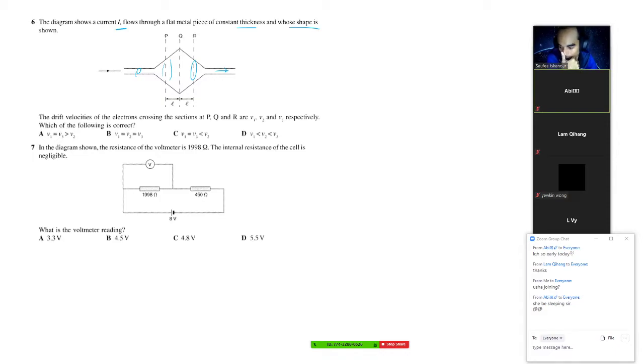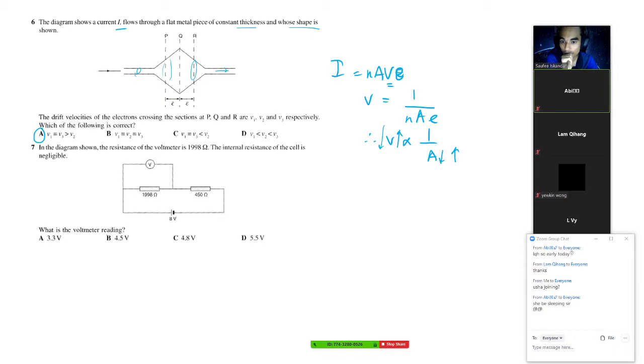We know from the formula, for drift velocity, I equals n A v e, where e is the small e charge. So v equals I over n A e. So v is directly proportional to 1 over area. If you decrease the area you have a bigger velocity, and if you increase the area you have a lesser velocity. So in this case, the answer is A.